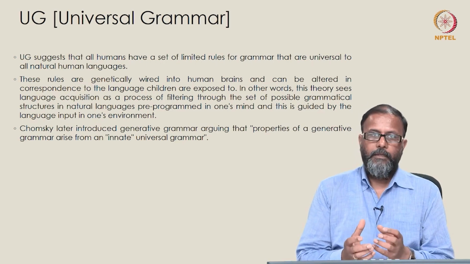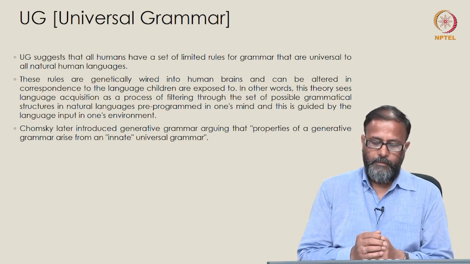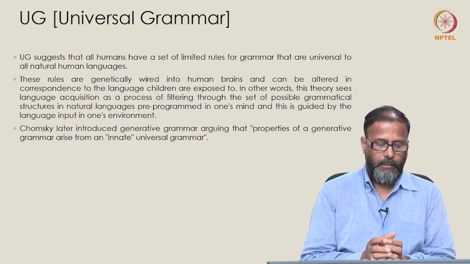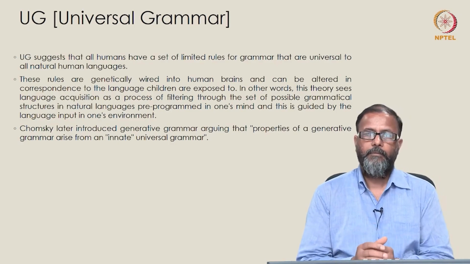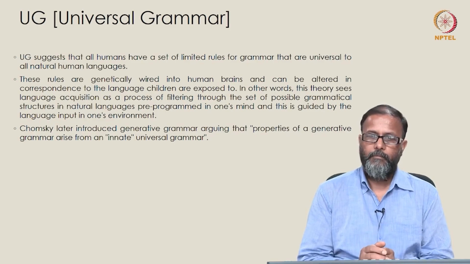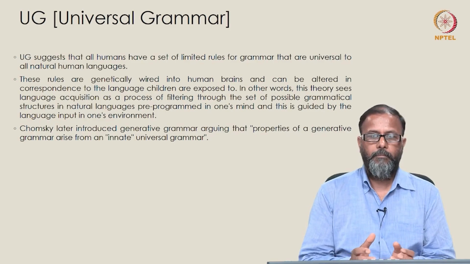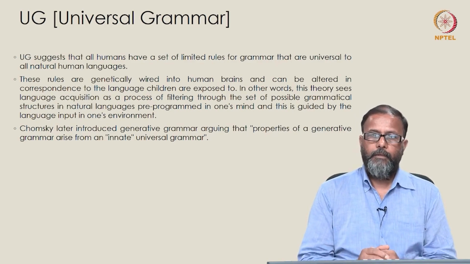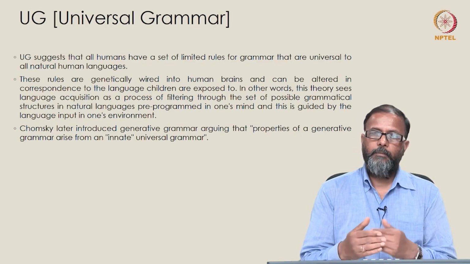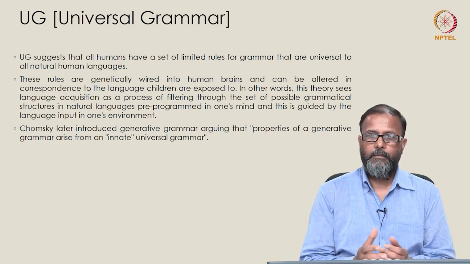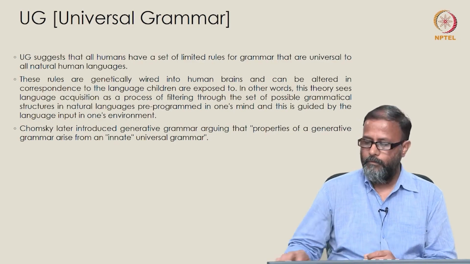And Chomsky later introduced generative grammar, arguing that properties of generative grammar arise from the innate universal grammar. He talks about principles, he talks about parameters. So, parametric variations make languages look different, sound different, but governing universal principles make them all one, alike. So, this is what we need to understand.